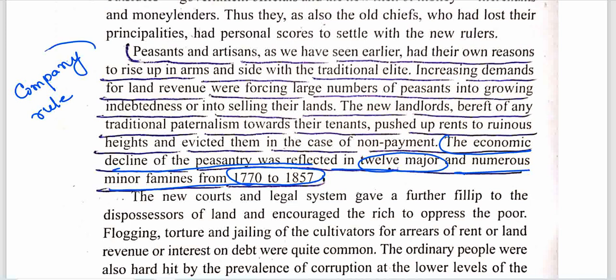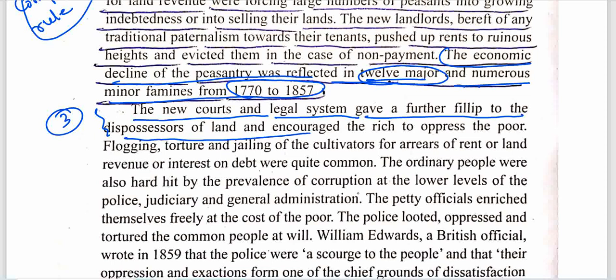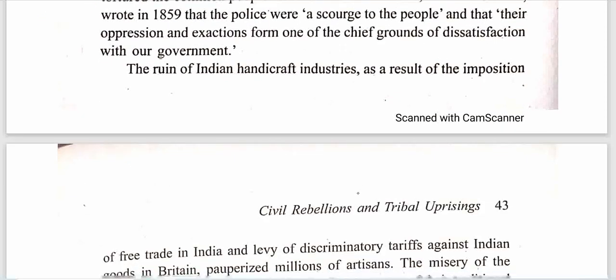So that's why during British rule, the taxation was very high. That's why these kinds of major famines and numerous minor famines happened during this time, 1770 to 1857, almost 87 years. The new courts and legal system, administrative issues, were the reason behind these major and minor famines. This can be added as administrative issues. So I will add it as the third point, which gave further fillip to the dispossession of land and encouraged the rich and oppressed the poor. Okay, let's come to the next point which will be added.